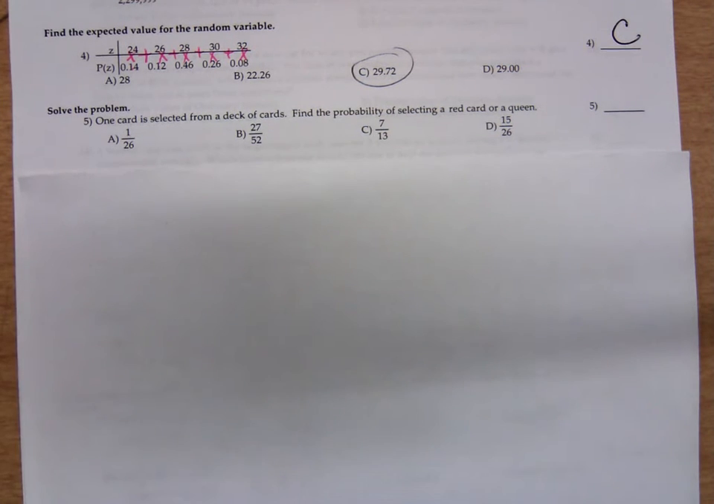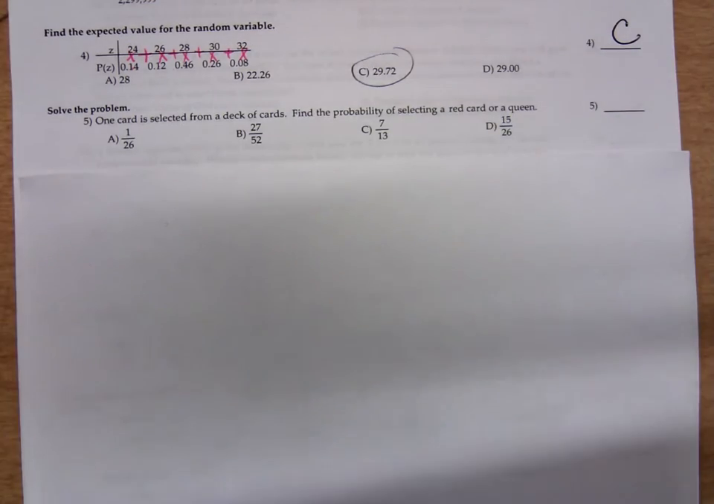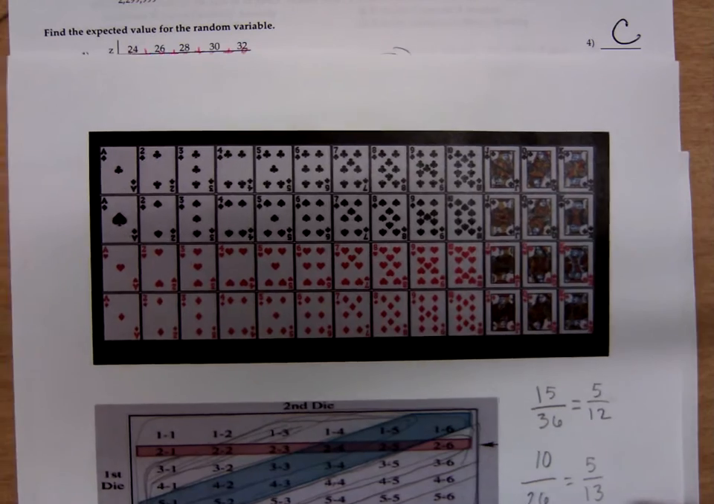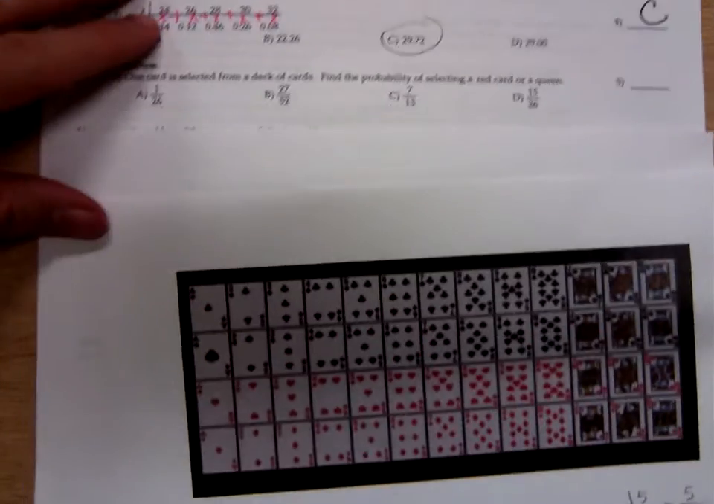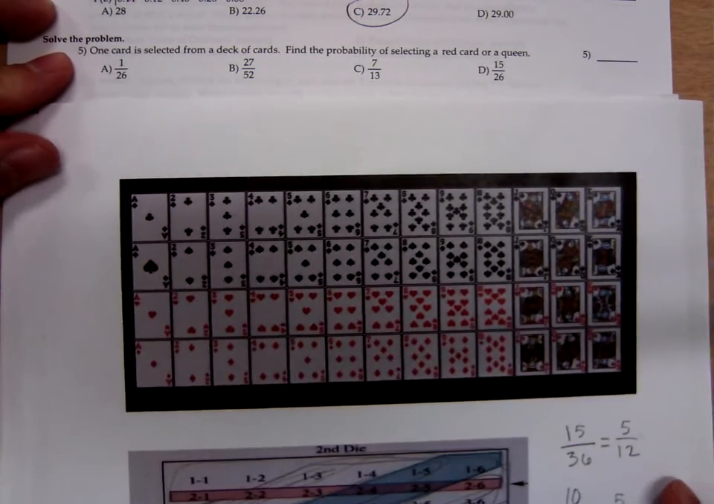Oh yeah, okay, thanks. I had to print it out. Oh, okay. Oh, look at this. Okay, so here's my deck of cards, and I forgot what the problem said. Let's see, what do we have? Find the probability of selecting a red card or a queen.